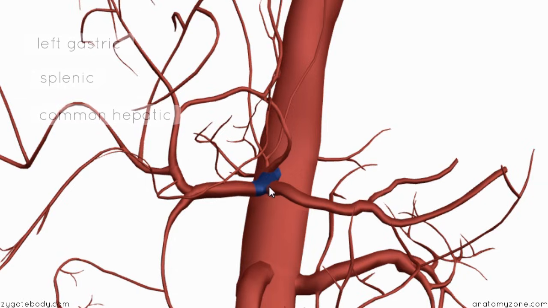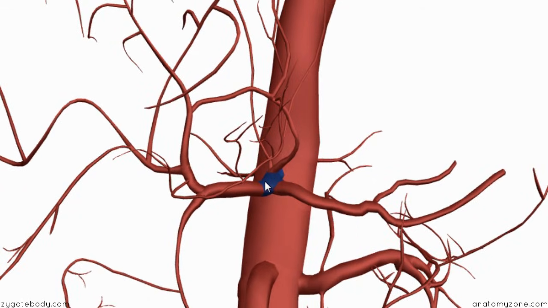So the celiac artery is, for some reason on this model, in blue, and I can't change that unfortunately, but it's meant to be red here, so just try and ignore that.